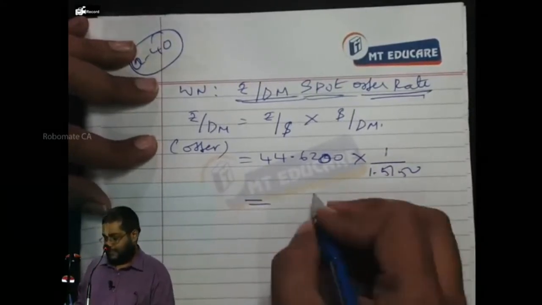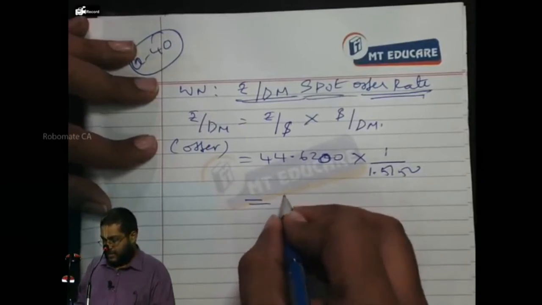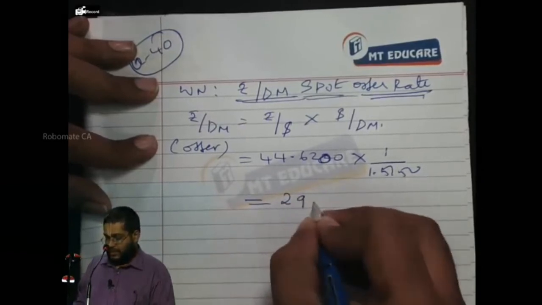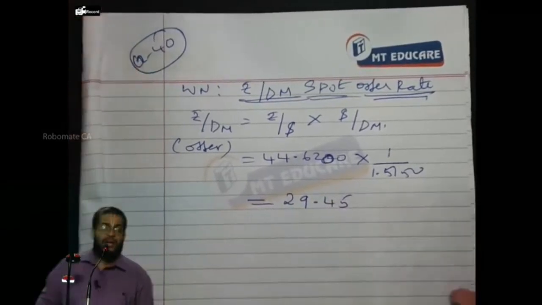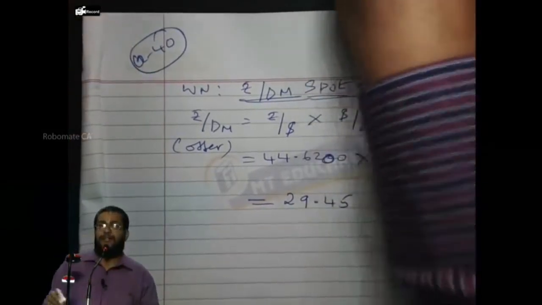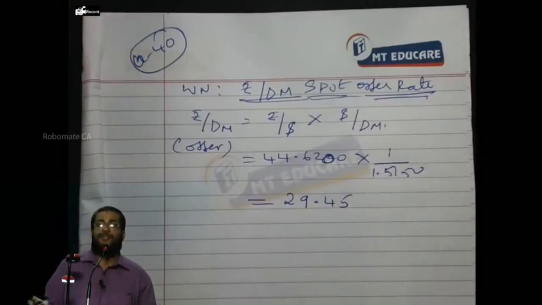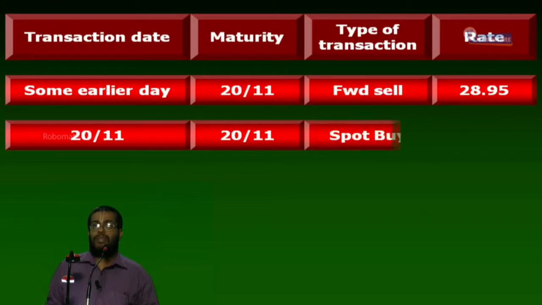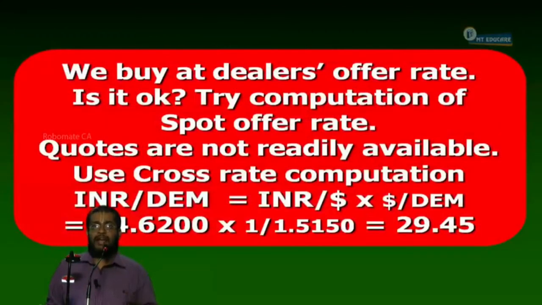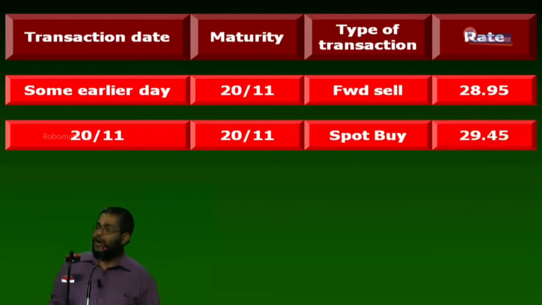If I multiply and simplify, can you tell me the number I am going to get? What's the number? 29.45. The rounding off gives you 29.45. It is 29.45. Everybody respond yes or no? Okay. I just calculated once again in the working note. 29.45. Right, the rate is 29.45.